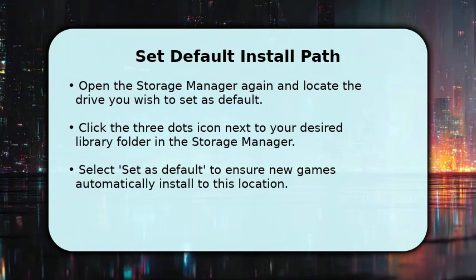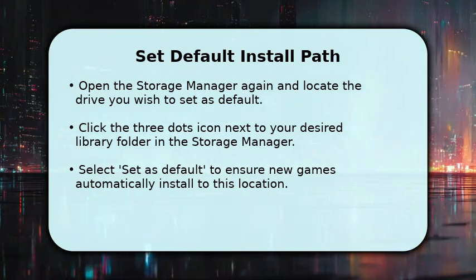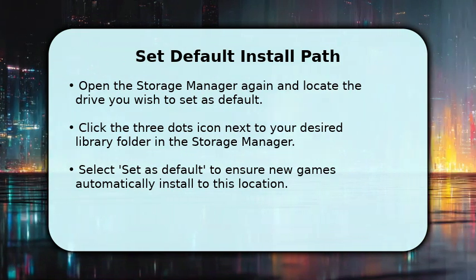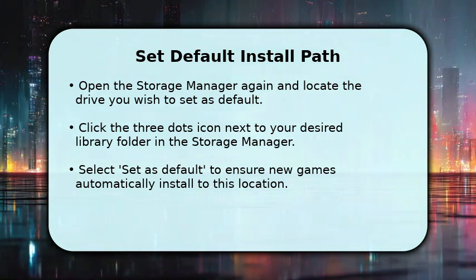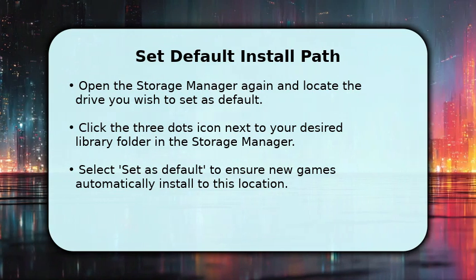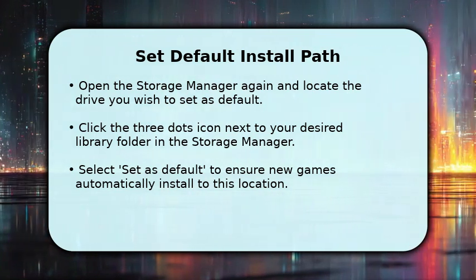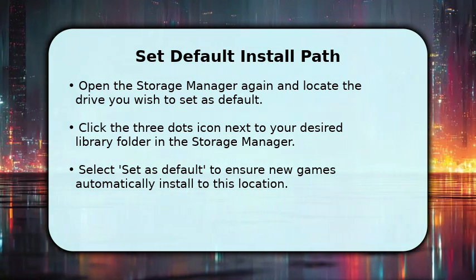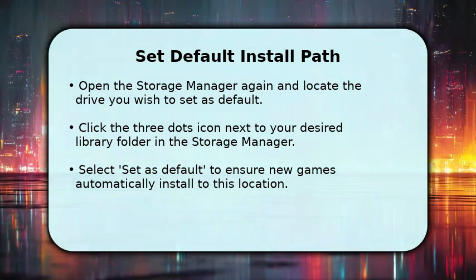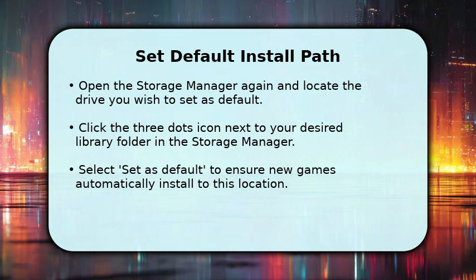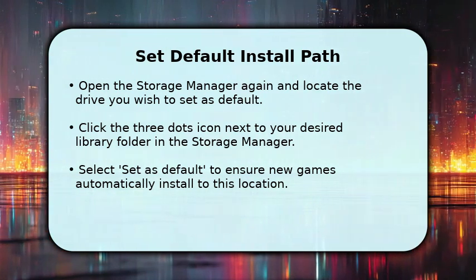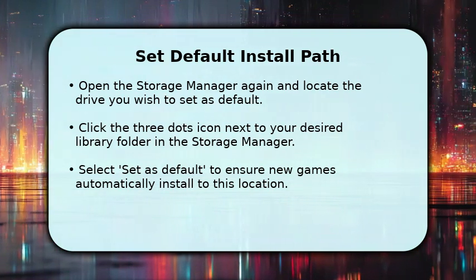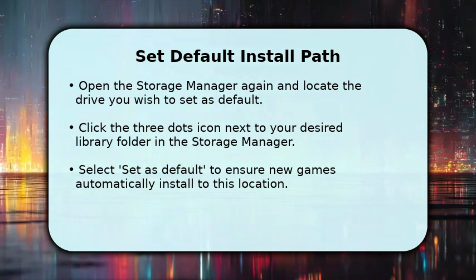To simplify future game installations, you can set your new library folder as the default location. Reopen the Storage Manager as you did before. Locate the library folder on the drive you want to be your primary installation spot. Click the small 3 dots icon next to that specific library folder. From the options that appear, choose Set as Default. This action ensures that all new games you purchase or download will automatically install to this preferred drive, saving you from manual selection each time.